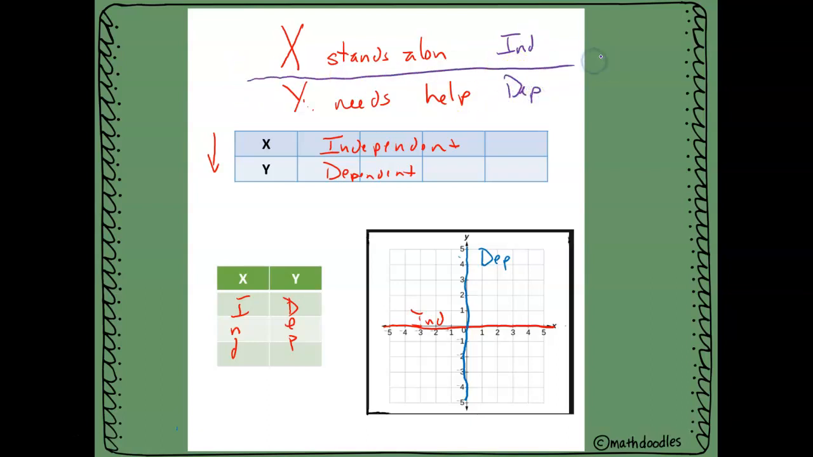All right, now you're going to do the following exercises, just identifying which item depends on the other. In one of the exercises, all you're doing is determining, based on the word problem, which one depends on the other. And the other one is a little bit more about the graphs and the tables.